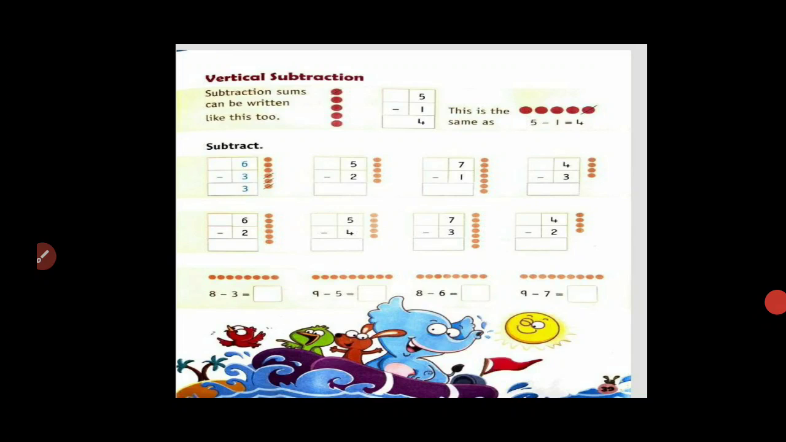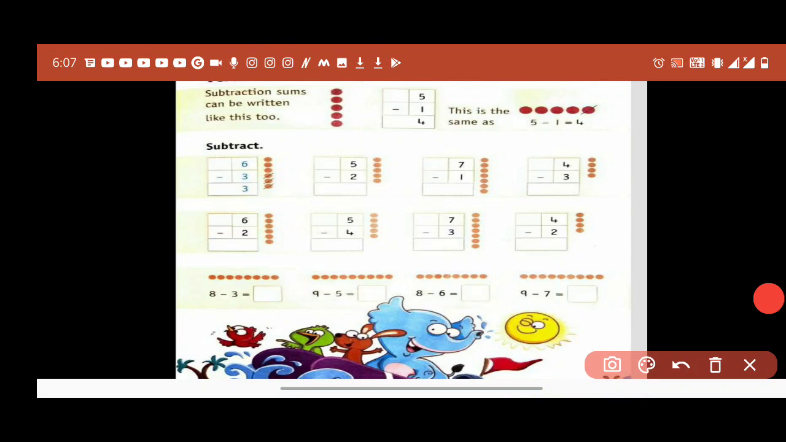Now, moving on to next page, page 39. Here, vertical subtraction and horizontal subtraction is given. Now, one more method is given with the help of dots. In this particular question, you have to count how many total dots are there minus the number which is given below. We always subtract smaller number from the bigger number, right?